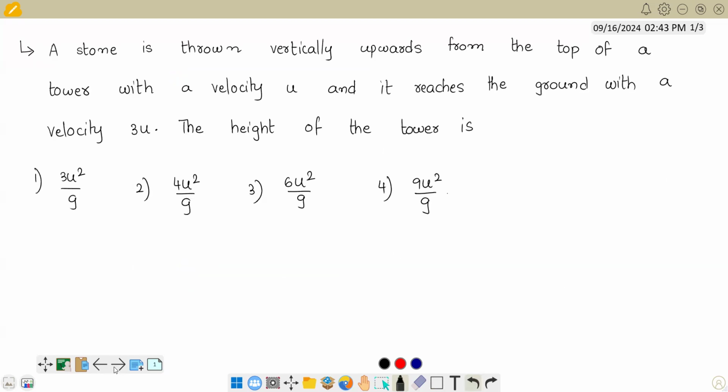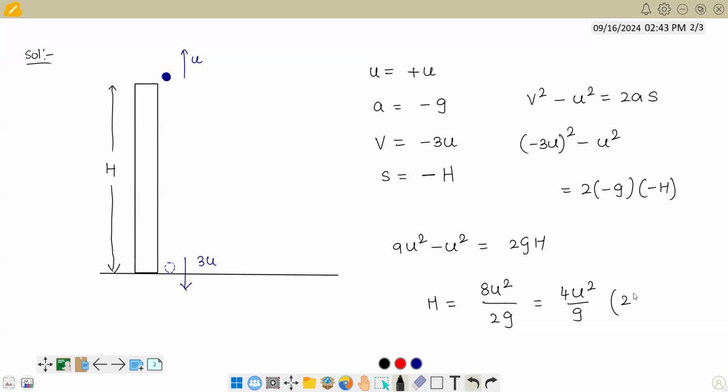So the correct answer for this would be 4u square by g, which would be my option 2. Hope you understood how I have solved.